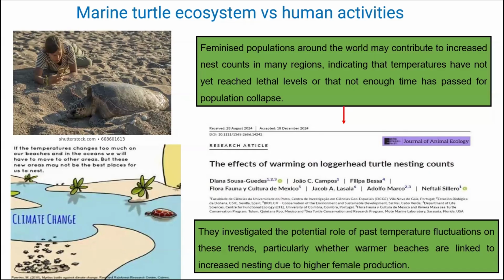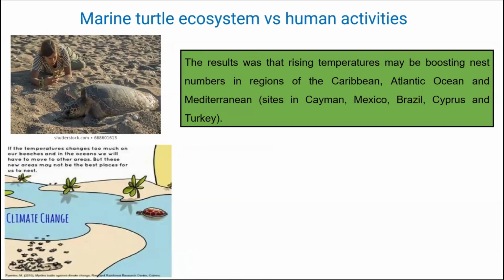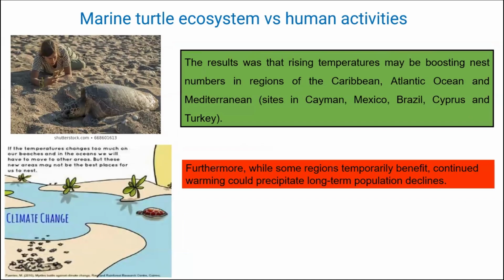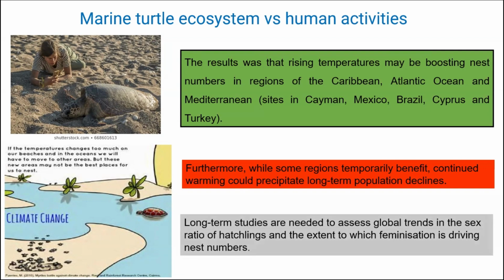What did they do? They investigated the potential role of past temperature fluctuations on these trends, particularly whether warmer beaches are linked to this increased nesting due to higher female proportion production. And the result was that, yes, the rising temperatures may be boosting nest numbers in some of the regions they included in the study. But again, while some regions temporarily could benefit, the others can continually face higher temperatures, so warming could precipitate long-term population declines. And they also suggest that long-term studies are needed to assess global trends in this sex ratio of hatchlings and the extent to which feminization is driving nest numbers.